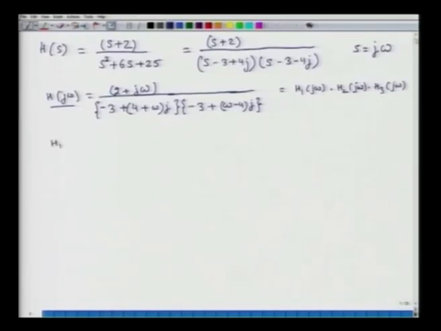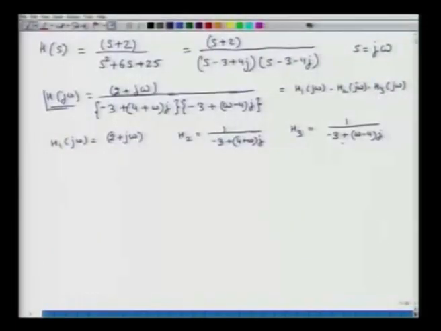where H1 of j omega is 2 plus j omega, H2 of j omega is 1 over minus 3 plus 4 plus omega times j, and H3 of j omega is 1 over minus 3 plus omega minus 4 times j. This is the expression for H3.